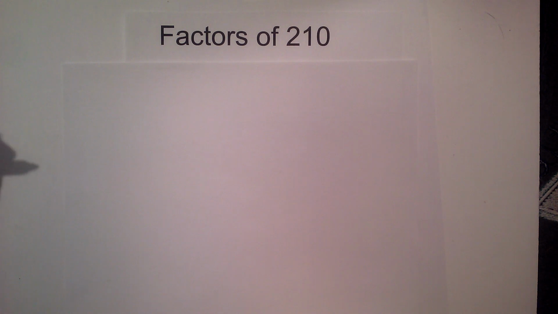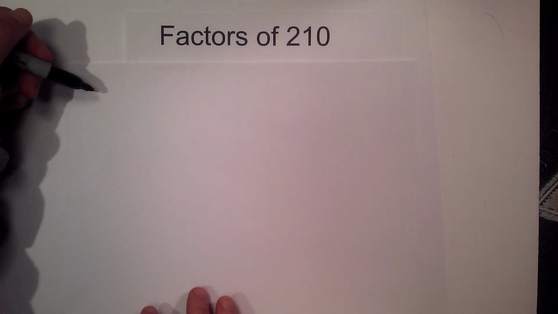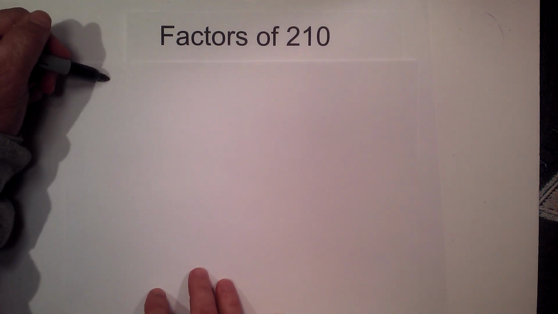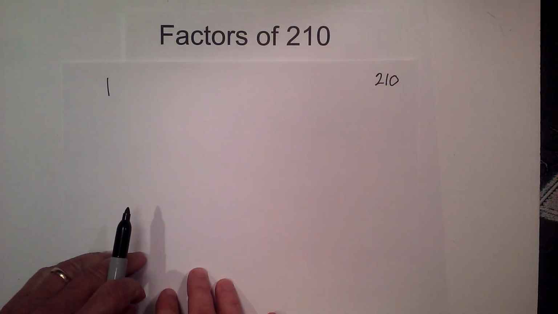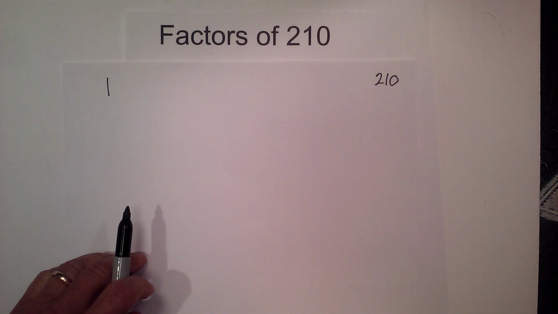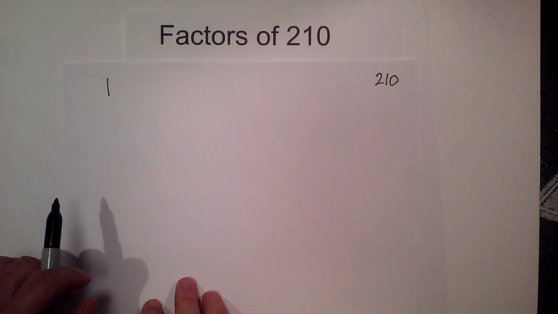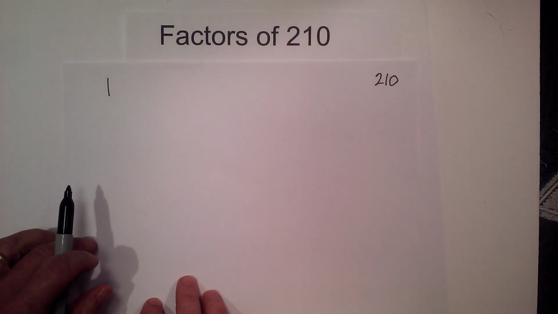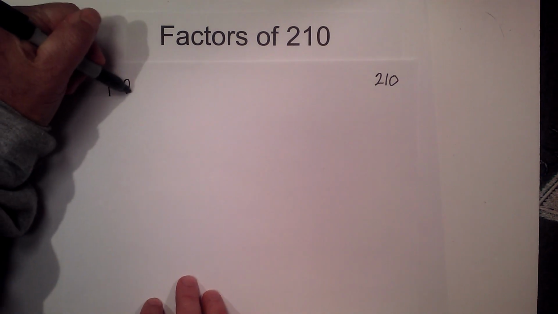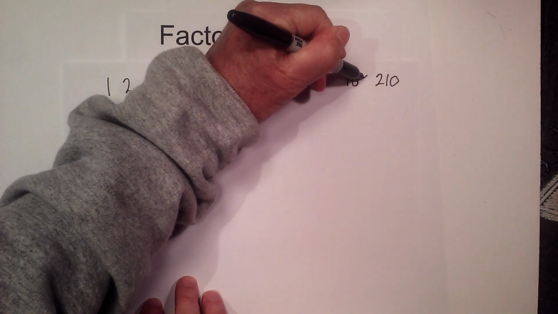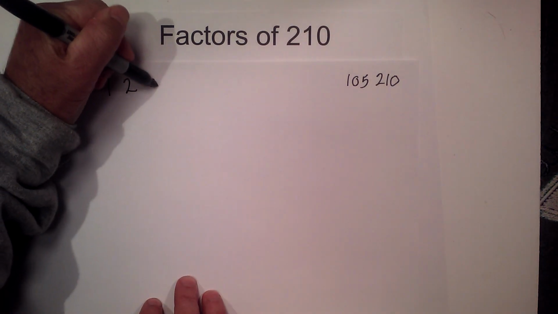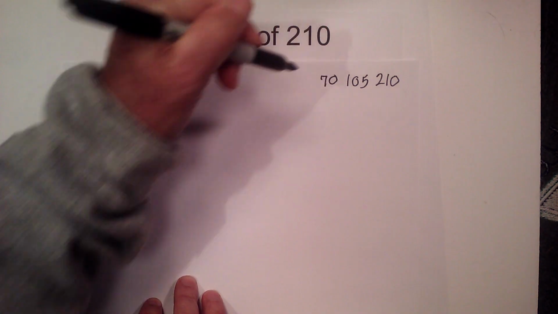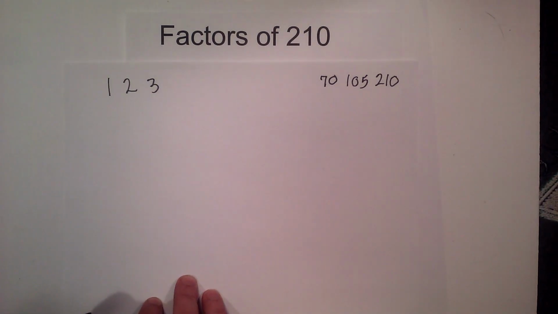So let's get started. I like to find the factors of numbers like this. I like to begin with 1 here and 210 over there, because 1 times 210 equals 210, and then find all the numbers that multiply together to equal 210, and there are several of them. So let's first begin. 2 goes into 210, 105. 2 times 105 is 210, and then 3 times 70 equals 210.